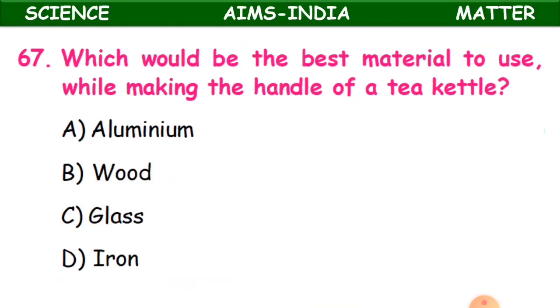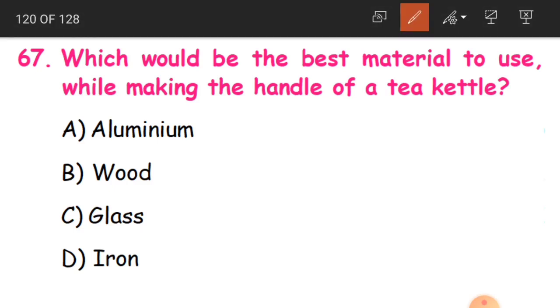Clear, children? Now 67th question. Which would be the best material to use while making the handle of a tea kettle? So I think we have already discussed this, and it is again repeated here. I'm sorry, children, and the answer is wood here.